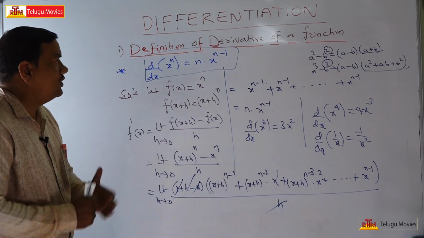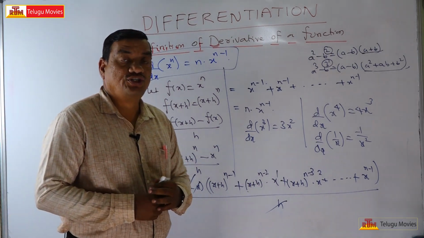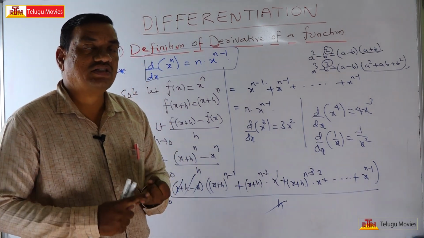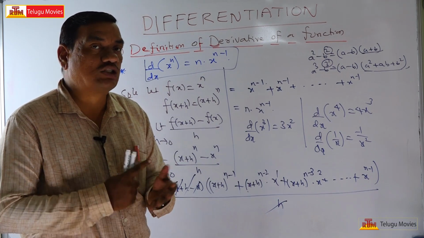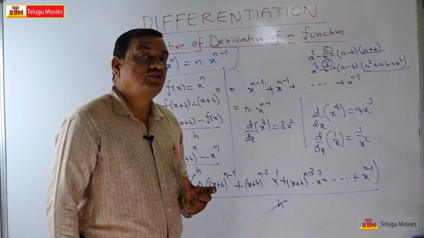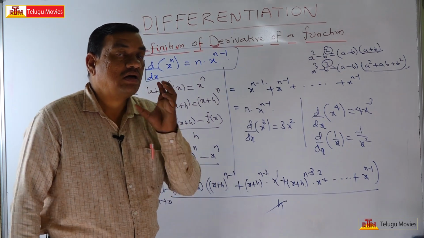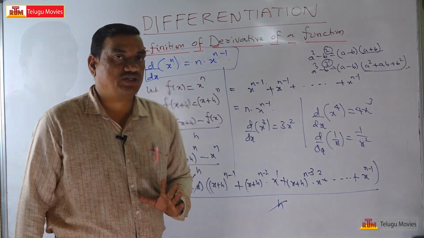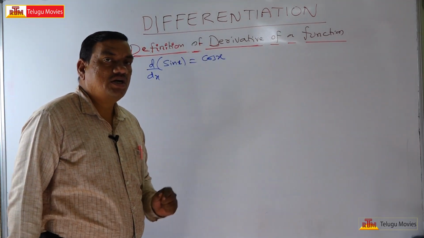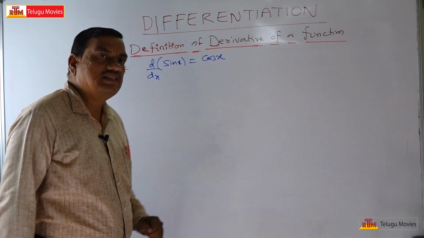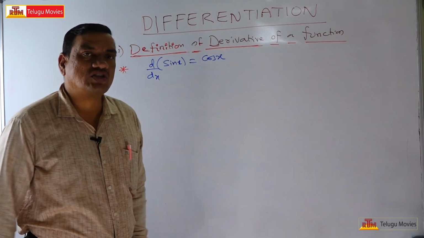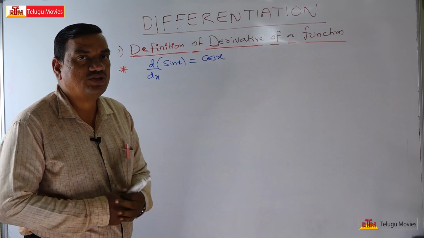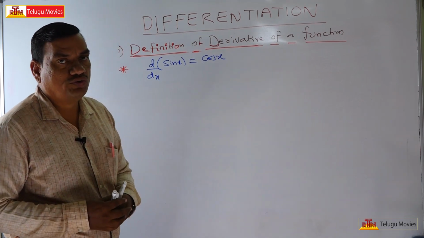Okay. We also have trigonometric ratios: sin x, cos x, tan x, cosecant x, secant x, cot x. I will show you how to find the derivative of the sin x function. This is the first trigonometric ratio, sin x. The derivative of sin x is equal to cos x. Sir, how is it possible? So I will show you the derivation.